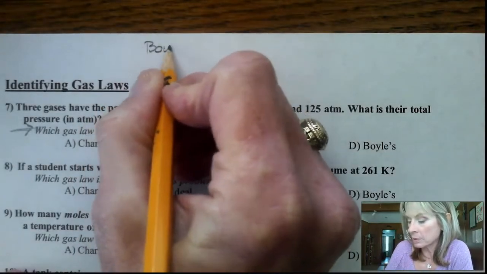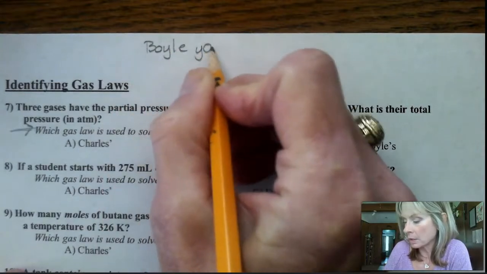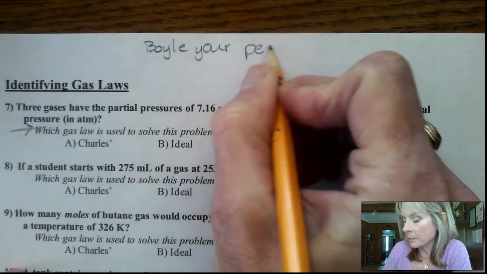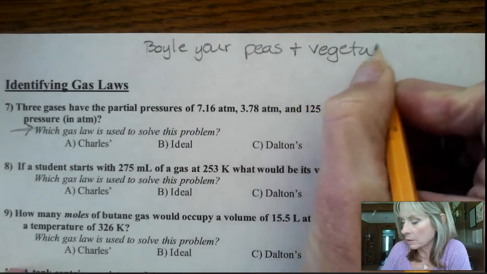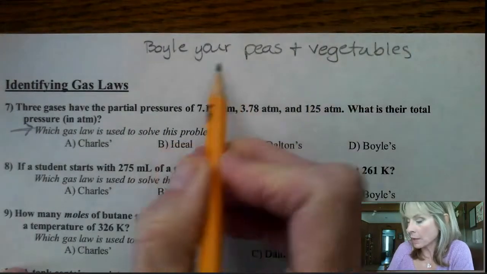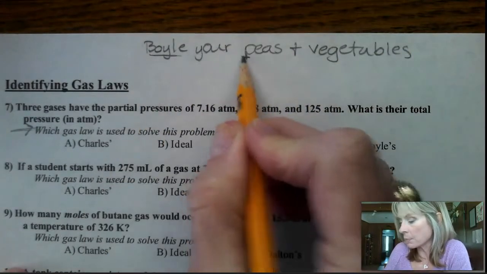Boil your peas and vegetables. So that means Boyle's law is going to be pressure and volume.